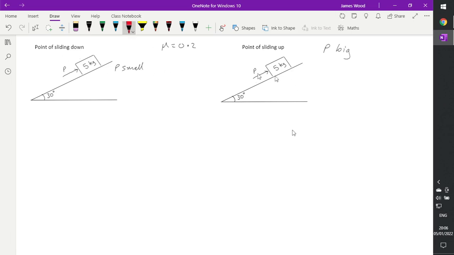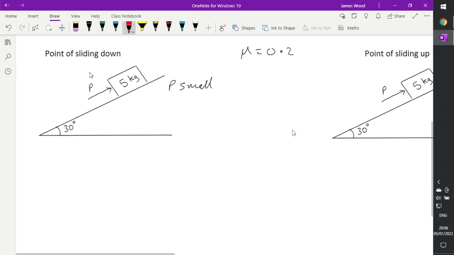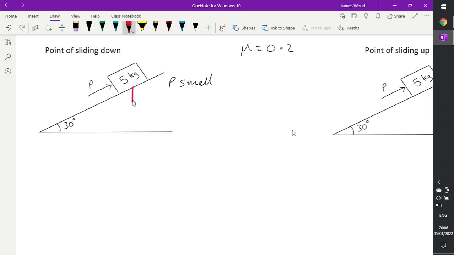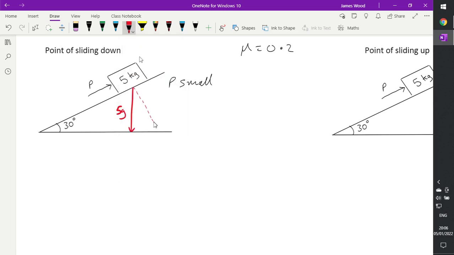Now, let's work out what these two values of P could be in these two scenarios. Let's do the one on the left first. We can draw the weight on, so this is going to be 5g. Resolve it as we do normally, so this is 30 degrees. Then we've got 5g cos 30 and 5g sin 30. We have also got the normal reaction force, which is perpendicular to the slope.